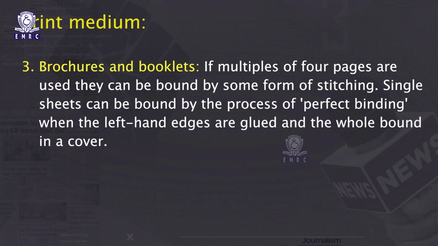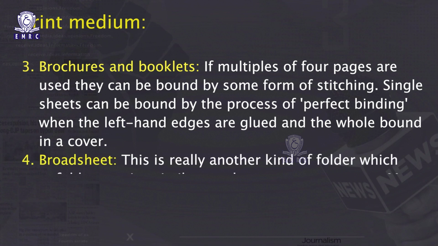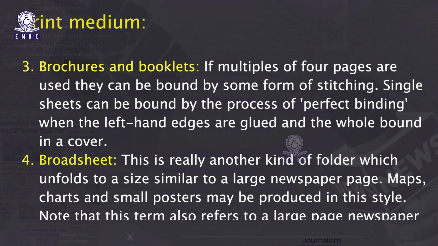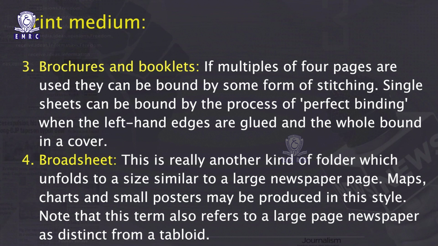Single sheets can be bound by the process of perfect binding when the left hand edges are glued and the whole bound in a cover. 4. Broadsheet. This is really another kind of folder which unfolds to a size similar to a large newspaper page. Maps, charts and small posters may be produced in this style. Note that this term also refers to a large page newspaper as distinct from a tabloid.